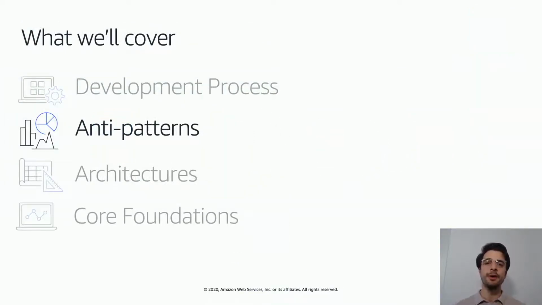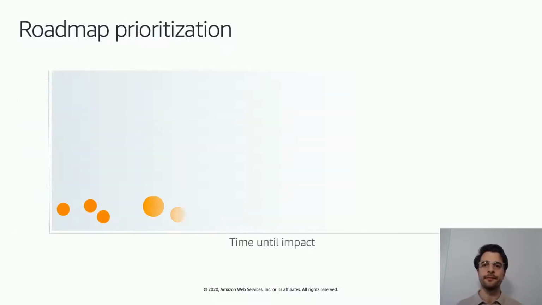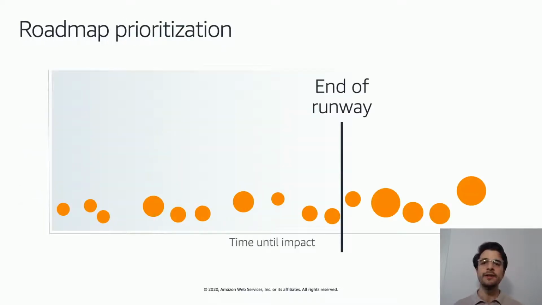The early stages of building a business are unique, and the same is true of technology that you build early on. Here are a few anti-patterns to guide you through building your MVP compared with building enterprise applications. In this graph, each orange dot represents a feature. The bigger the dot, the longer it takes to build.